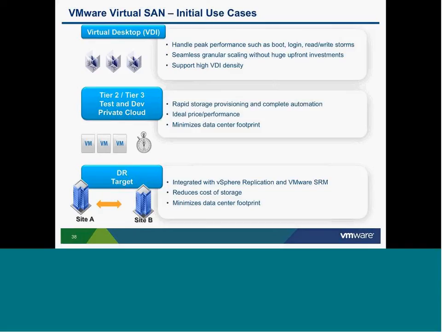The second key use case is the ability to use vSAN in Tier 2, Tier 3 deployments, test and dev deployments, as well as private cloud deployments. What this allows for is rapid storage provisioning on an as-needed basis through automation. As I mentioned earlier, with vSAN, we will be supporting APIs as well as CLIs, as well as manageability through the web client itself to allow for rapid scaling of compute and storage in conjunction with each other.